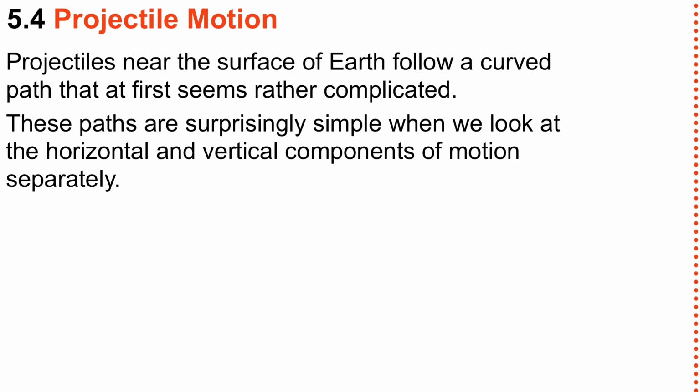So projectiles near the Earth's surface follow a curved path. That's what we were mentioning before. The path of a baseball is always in an arc. If you're playing catch, you always throw it in an arc, because that arc is straight across horizontally, but curving down because of gravity acting vertically.